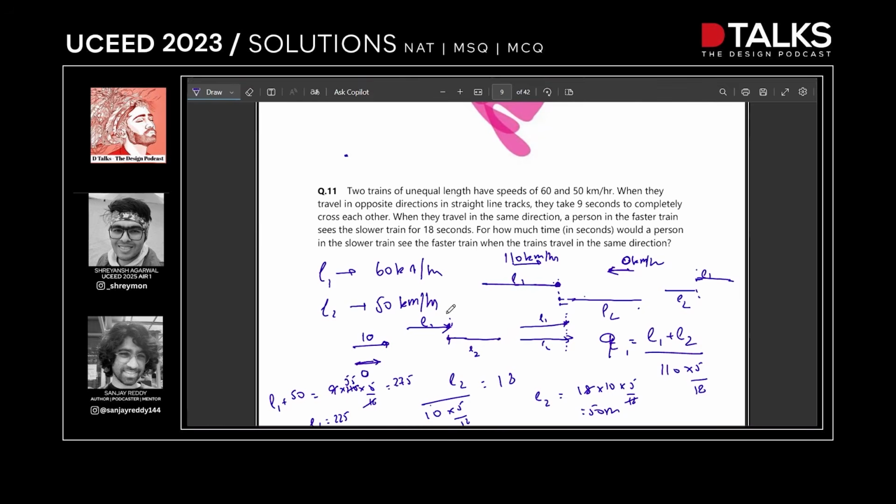This train is going to travel at the speed of 10 kilometers per hour, like this, right? And you are stationary. So that means L1 divided by 10 into 5 by 18. That is how much time it would take for this entire train to cross this particular point. That is 225 divided by 10 by 5 into 18. So that would give you 81, right? That's the answer.